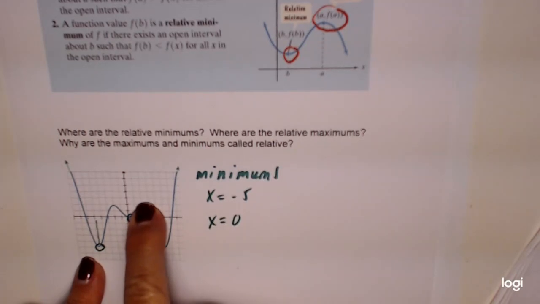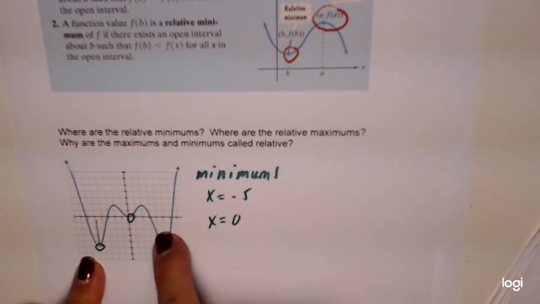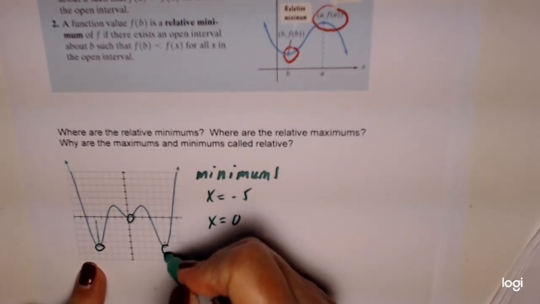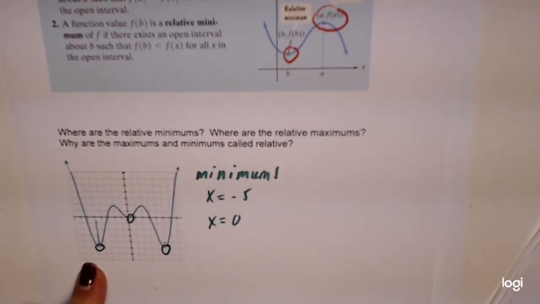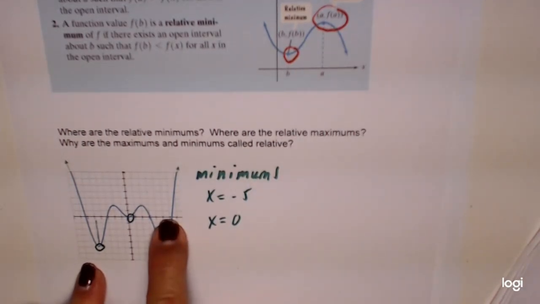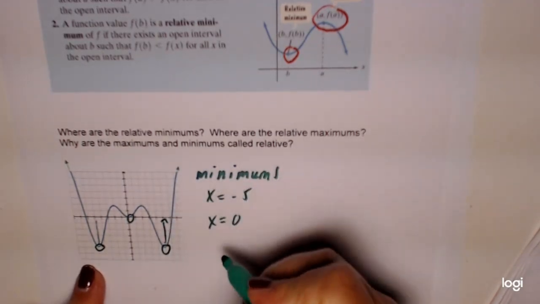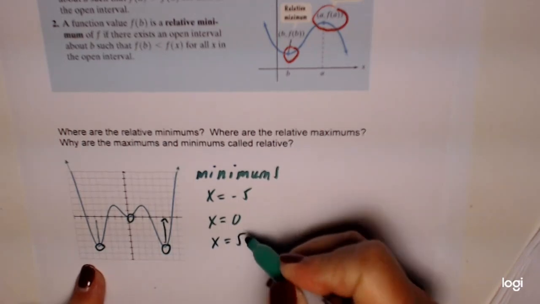We go up. We don't go up anymore. We come down. At this point here, we've decreased. We've come down. We don't go any lower. This is the lowest point on our graph before we go up again. So this would also be a relative minimum. And here, our x value here, if we look at our graph, is +5. So if we come up here, x is +5.